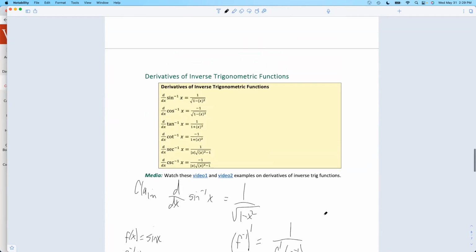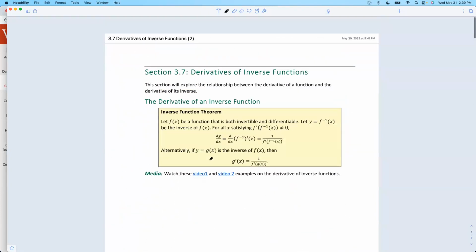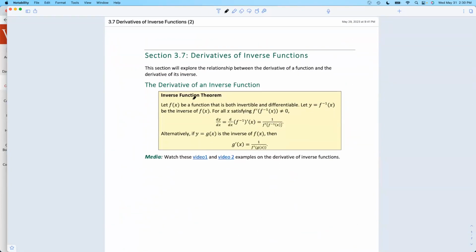Okay, so that's how we'll be using these. These formulas will be given to us, and we're going to plug and chug. Where do they come from? The derivative of an inverse function theorem. It's a good place to stop there.